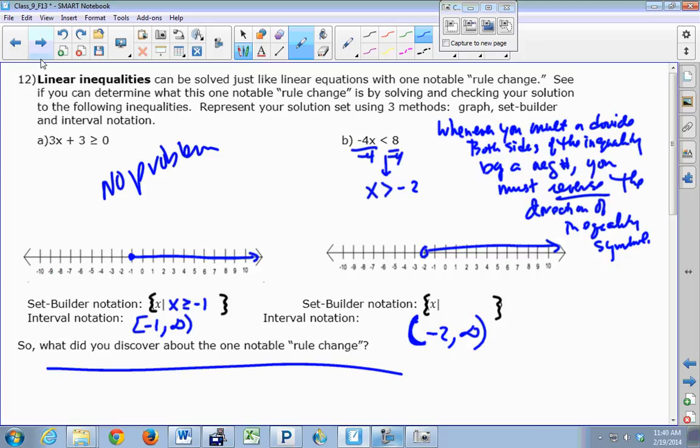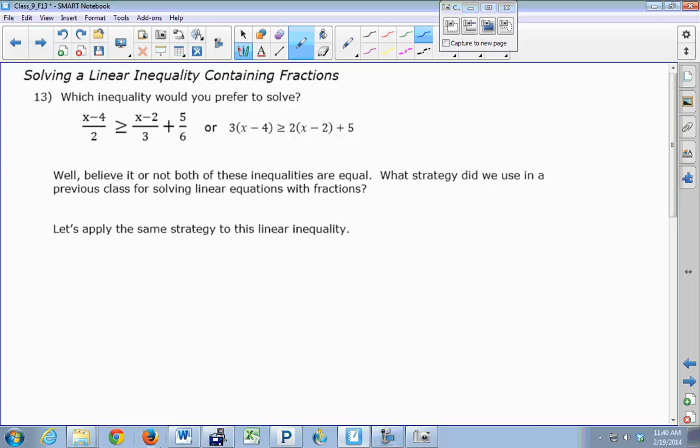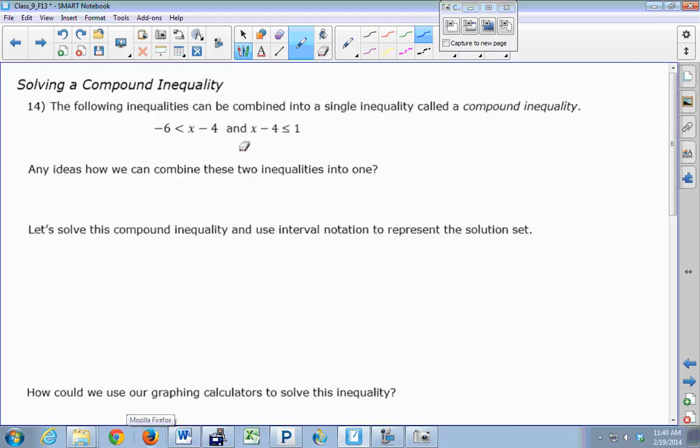All right. I want you to have 10 minutes to work. I'm going to save this one for a minute. When you have a compound inequality, you'll see these on your homework. This inequality you can write as a single inequality like this. You can just take the x minus 4 and say it's less than or equal to 1 or greater than -6. So you can just make it into one inequality with two sides. It's called a compound inequality.